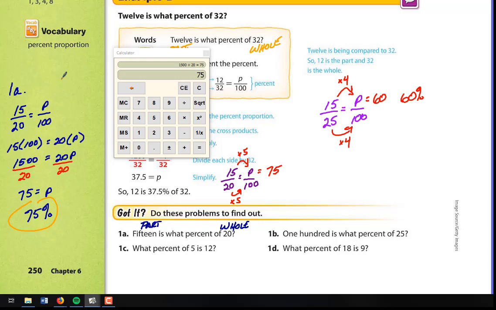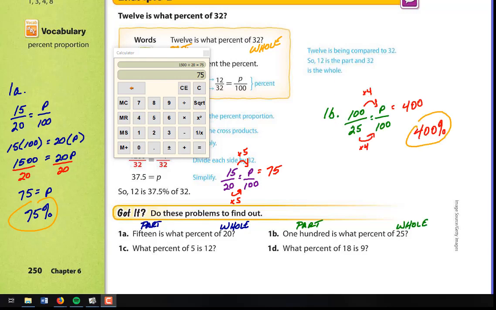All right, go ahead and do 1B if you haven't already. Pause the video and then come back to it. All right, let's take a look at 1B. So 1B, 100 is what percent of 25?